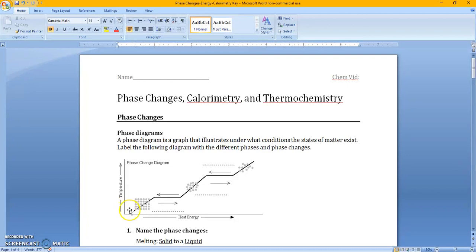Okay? So if I look at this diagram, I see that as a solid, I can increase in temperature. But once I go through a phase change, once I try to melt into a liquid or a liquid tries to freeze into a solid, during a phase change, the temperature does not change. It remains constant. It's the same thing up here when a liquid turns into a gas or a gas to a liquid. Always during a phase change, the temperature stays constant.